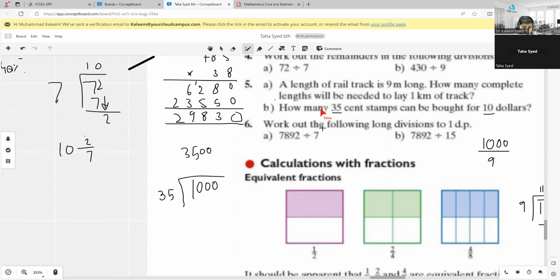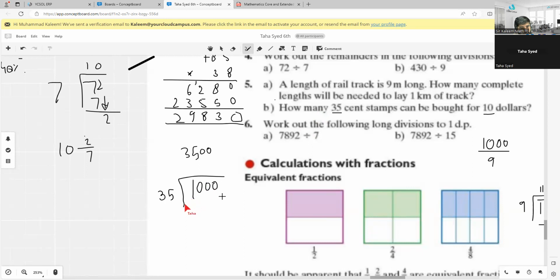Like in the same part of this question, or first part, in A part, we have to do the same thing. Did you understand, Taha? Or should I explain in more detail? Taha, I'm waiting for you. Yes, sir. Sir, I understand.